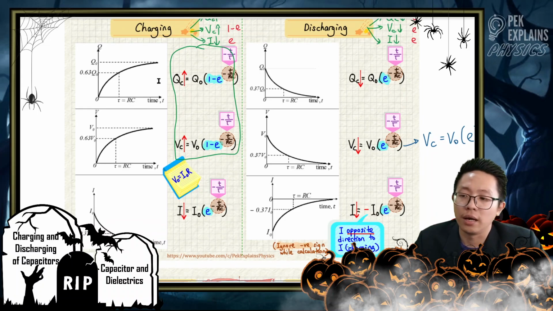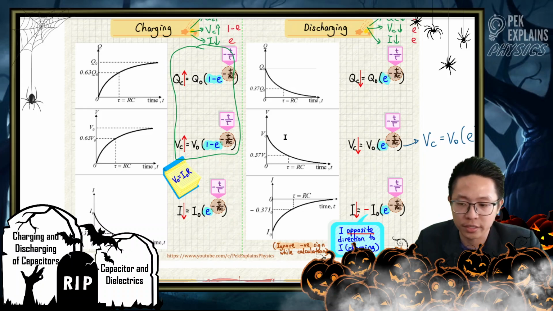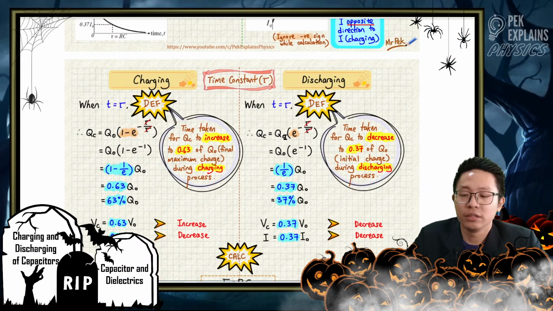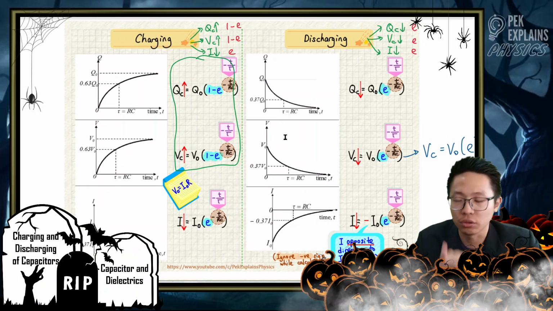So you have 3 definitions of time constant for the charging process. You have 3 definitions of time constant for the discharging process. Depends on what you want to explain, depends on what the question asks you. So you have a total of 6 definitions of time constant. So how to explain the definition of time constant?